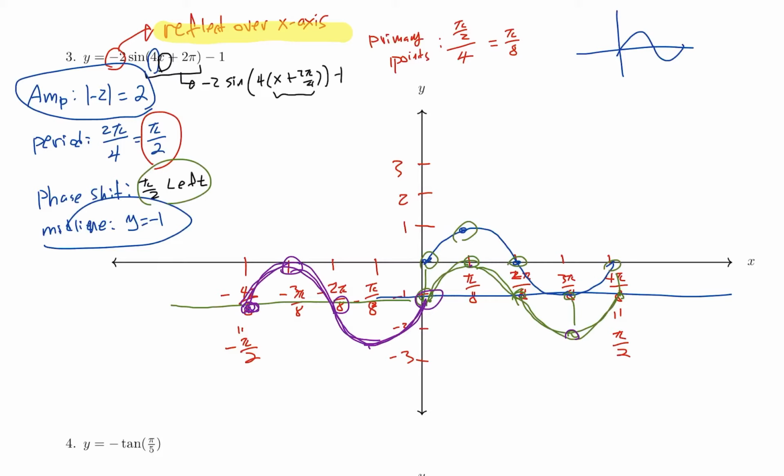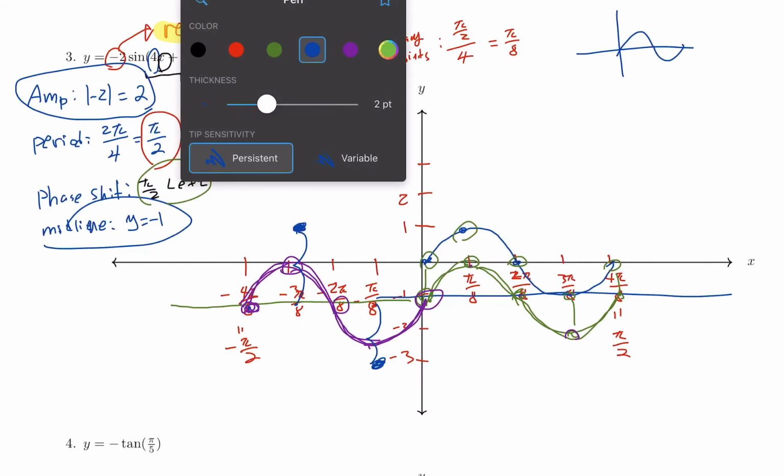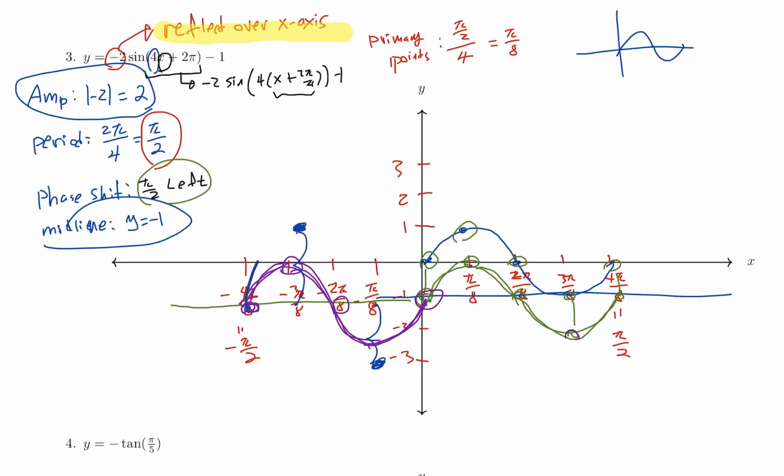So from here, the maximum is 2. So from the midline, you go up 2. From the midline, it should go down 2. So the blue graph will show the amplitude changed. As you can see, the minimum and maximum values changed. So this blue graph is after the amplitude has changed.